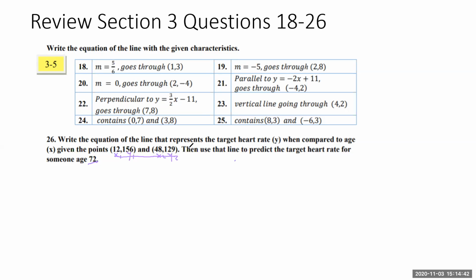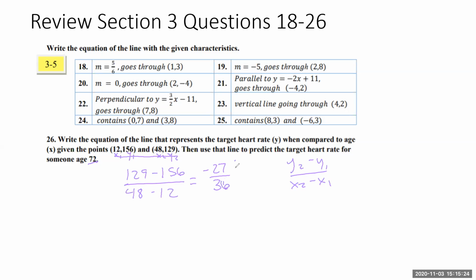And remember that we're going to be using that same equation of the line for finding the slope, where it's going to be y2 minus y1 over x2 minus x1. So when we do that, we're going to have 129 minus 156, and then we have 48 minus 12. Okay, so then when we do that out on the top, we're going to get a -27. And then on the bottom, we're going to get 36.